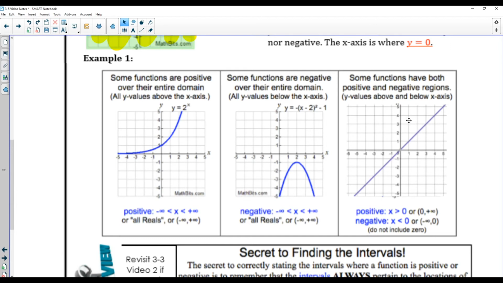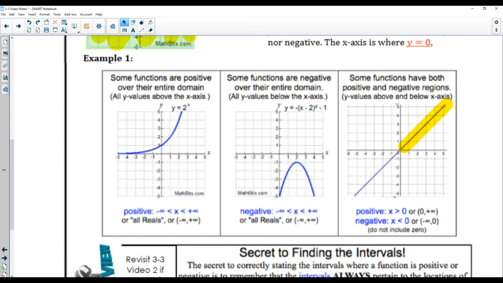Now, often the functions are going to have both positive and negative regions. So it's going to have a section of the graph that ends up being above the x-axis, and then a section of the graph where your y values are below the x-axis. So in this one, this section starting here and going up, that is the section of my graph that is positive. If I want to write the domain for that, I'm going to say starting when x is 0 and going on to infinity, this thing is positive.